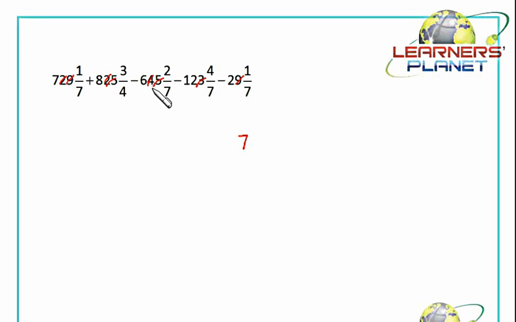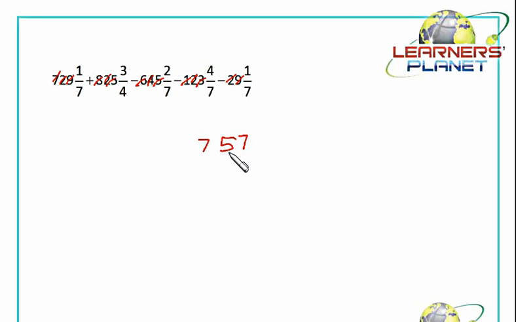3 minus 4 is minus 1, minus 1 minus 2 is minus 3. Minus 3 minus 2 is minus 5. Further I have to borrow 1. So 10 minus 5, I'll be getting 5 and I have negative 1 with me. Now negative 1 plus this 7, I'll be getting 6, plus 8 is 14, minus 6 is 8, minus 1 is 7. So it's 757. That is the integral part.